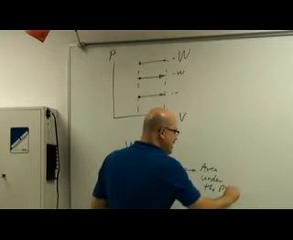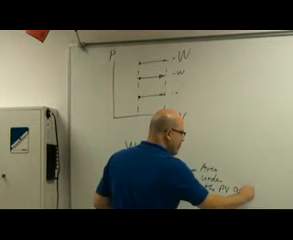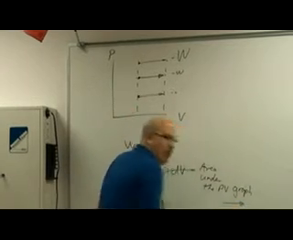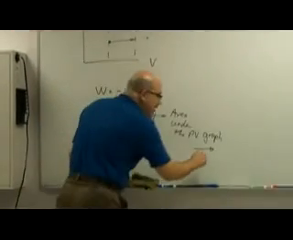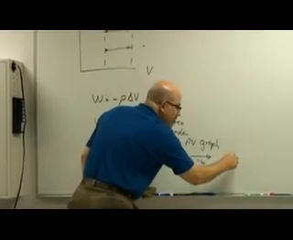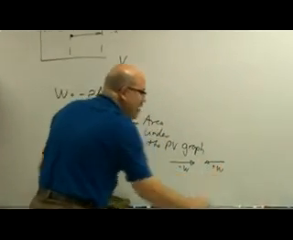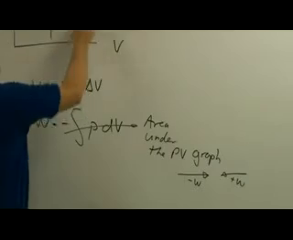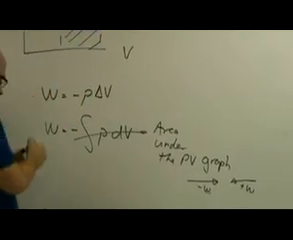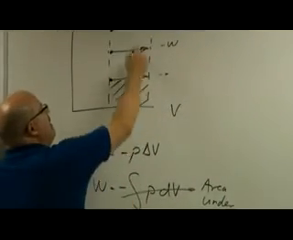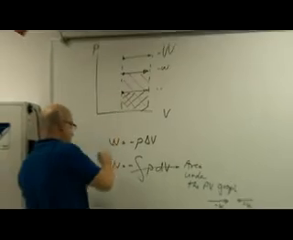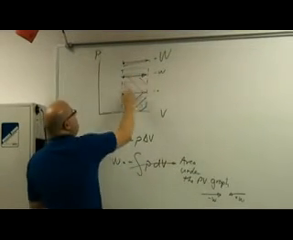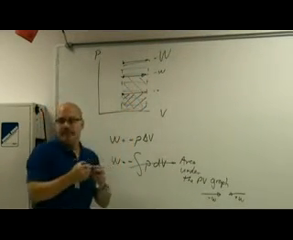the PV graph. Now you have to be careful though. Directions to the right are negative work. Directions to the left are positive work because of our sign convention. So, you see this area here? That's a little bit of work. You see this area here? That's more work. You see this area here? That's the most work, right?